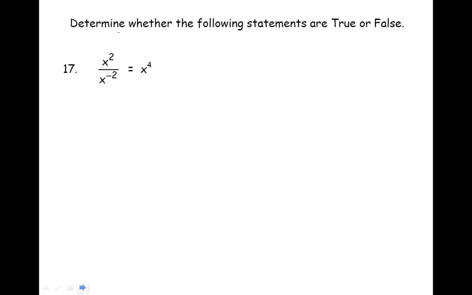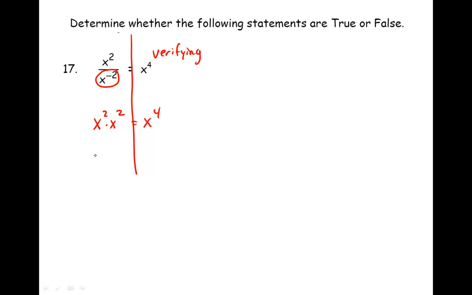Determine whether the following statements are true or false. Well, the first thing we need to do on the left side is bring that x to the negative 2 up to the numerator. So it becomes x squared times x squared. Remember, this right side we're just verifying, so we don't do anything to the right side, it just stays the same.